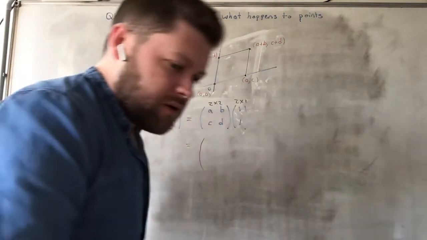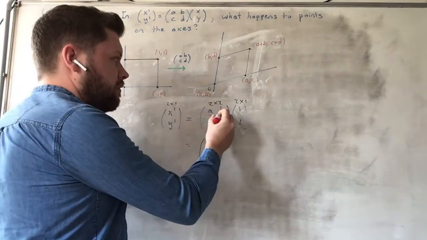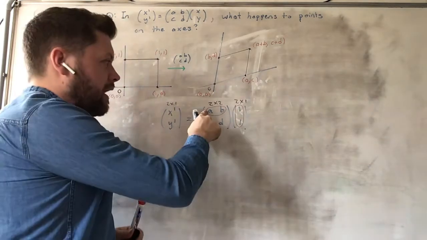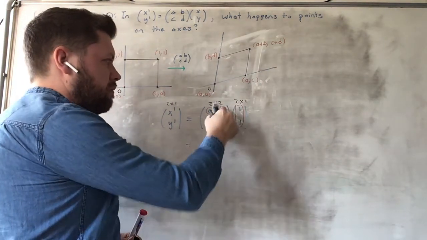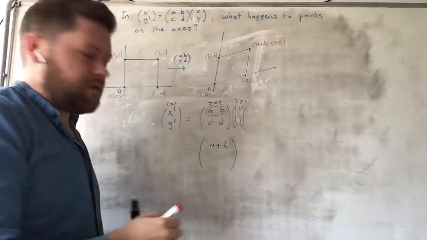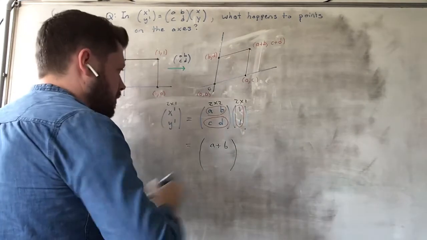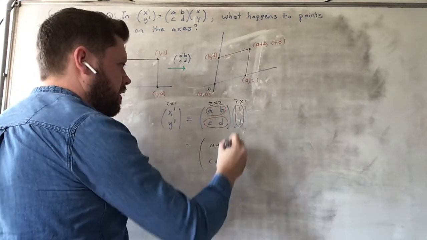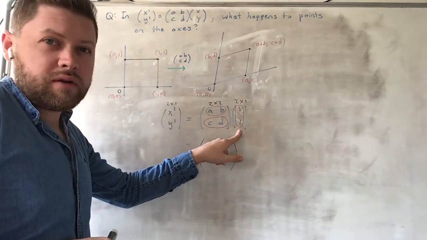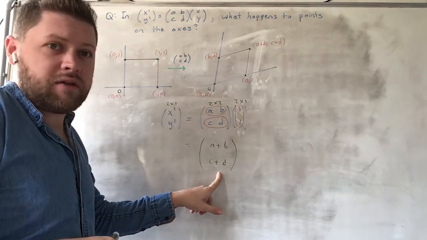Now, to get the first element in this 2 by 1 matrix, we take the first row and multiply it by the only column. Okay, so that would be A times 1 plus B times 1. That's the first element. Okay, then the second element here is going to be the second row times the only column, which is C times 1 plus D times 1. Okay, so our point 1, 1 gets transformed under this matrix to this new vector A plus B, C plus D.